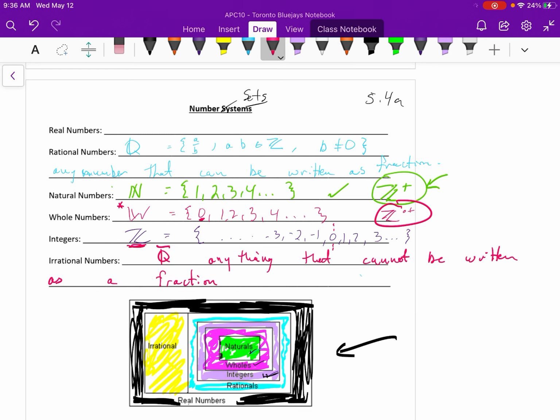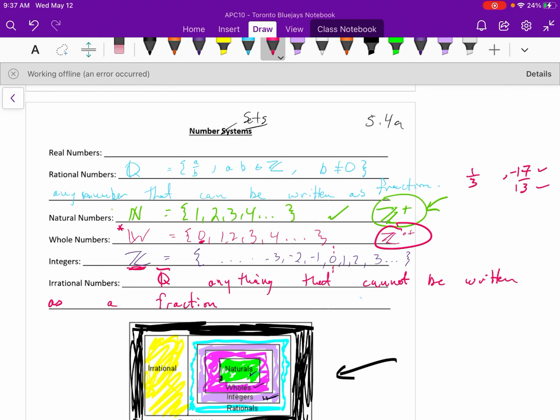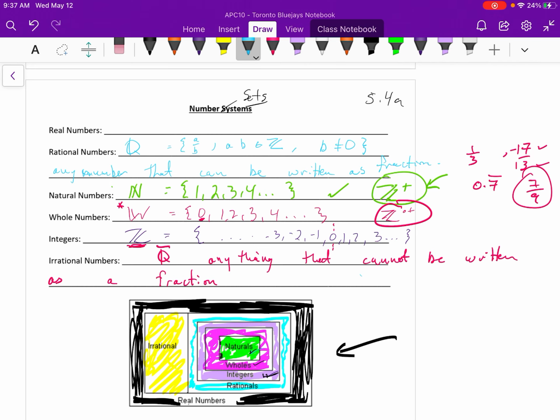So I'm just going to maybe give you some examples. A rational number is 1 over 3. It might even be 7 over 3, or 17 over 3, or 17 over 13. The numerator and denominator are both integers, negative 17 over 13 still. Now here, 0.7 repeating is also a rational number. It's a repeating decimal. In fact, that can be written as 7 over 9. So anything that can be written as a fraction is a rational number. Anything that cannot be written as a fraction is an irrational number.